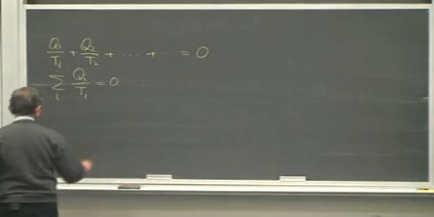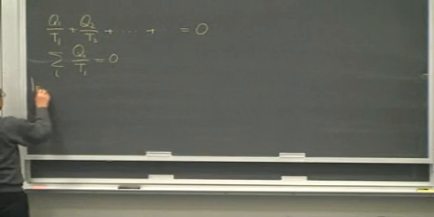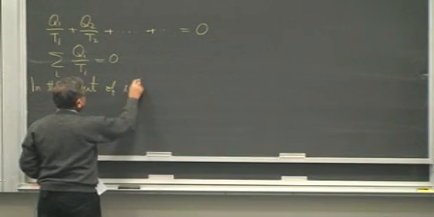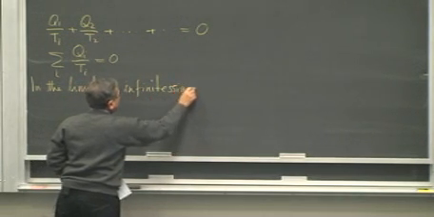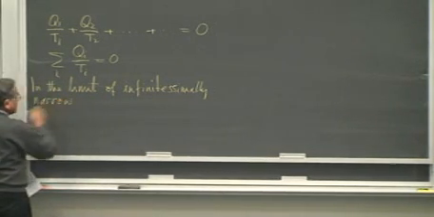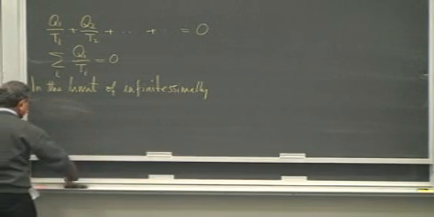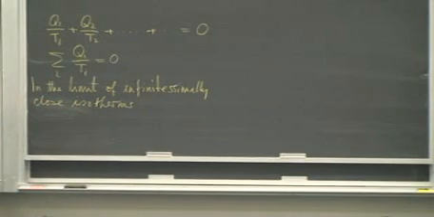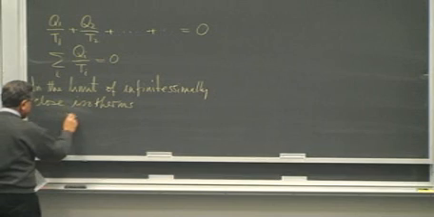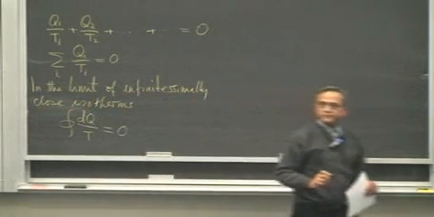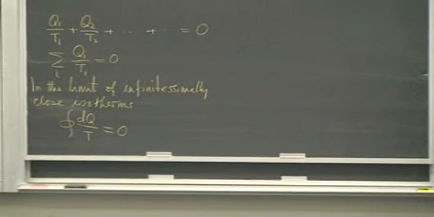And therefore, in the limit of infinitesimally narrow cycles, infinitesimally closed isotherms, we will have actually a statement that will say that dq over t over a closed cycle is equal to 0. Right?